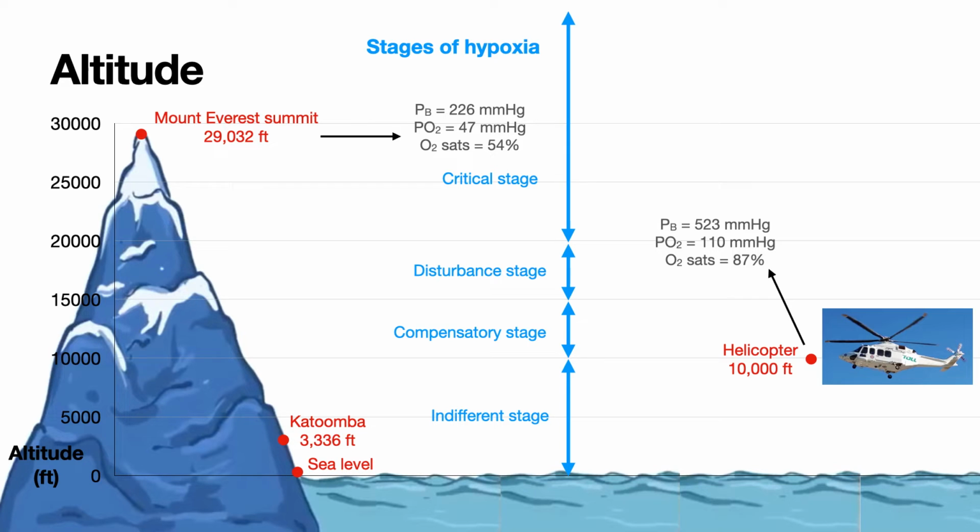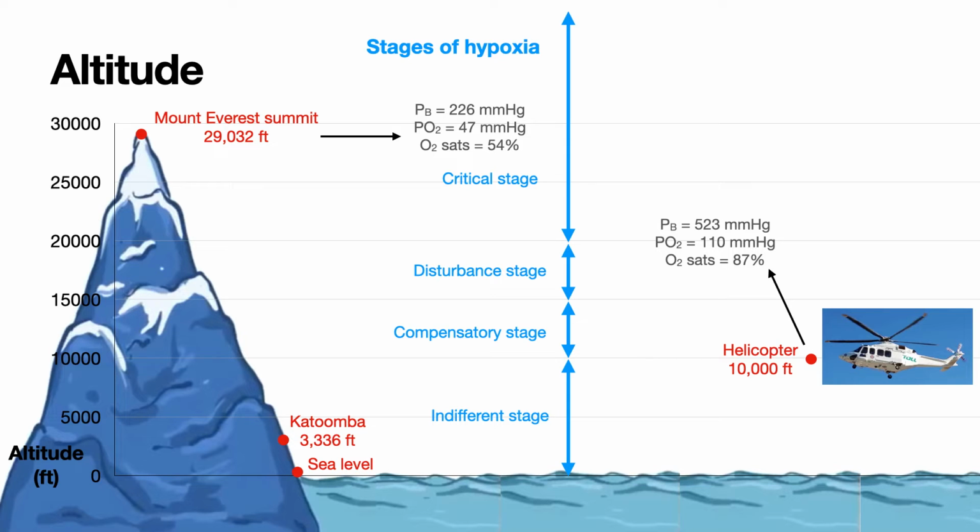The next stage up, between 10 and 15,000 feet, is called the compensatory stage, and in that stage, our oxygen saturations would be expected to be 80 to 90%. We increase our tidal volume predominantly, but also our respiratory rate. Our heart rate goes up, and we start to get some hypoxic pulmonary vasoconstriction in this zone. And we would feel lethargic, sick, dizzy, have a headache, maybe impaired coordination.